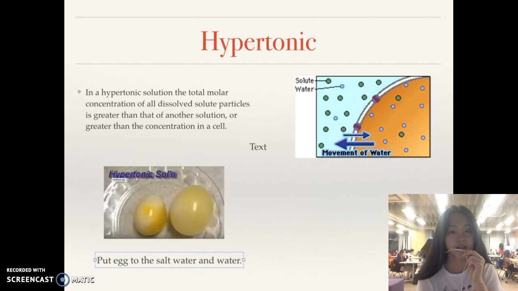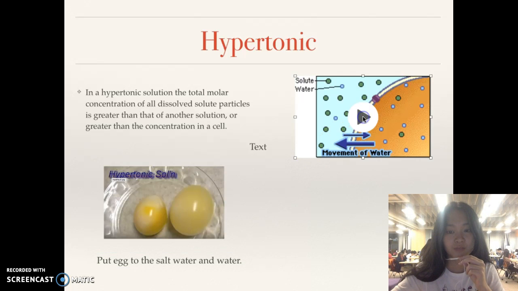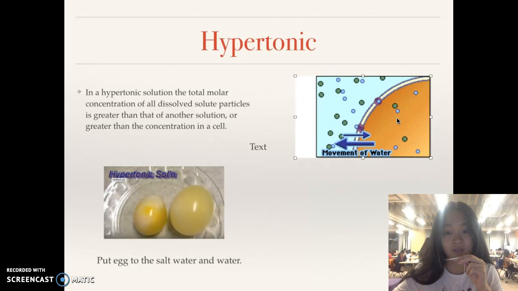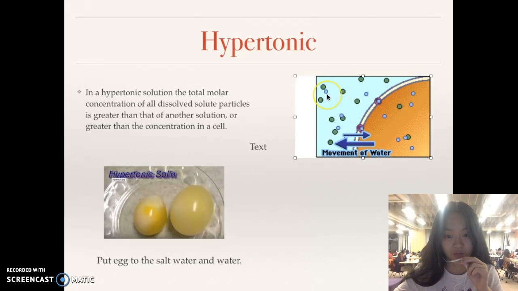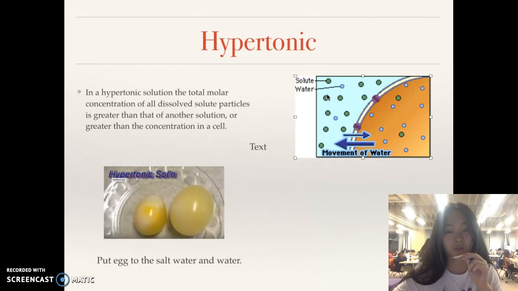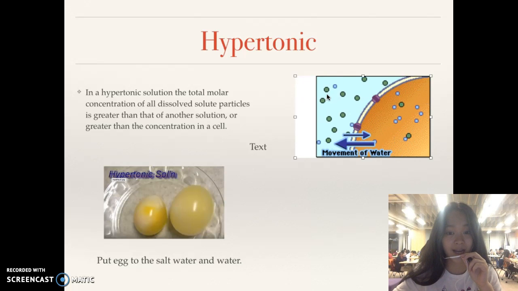So compared to the hypotonic, a hypertonic solution is one where the total molar concentration of all dissolved solute particles is greater than that of another solution, or greater than the concentration in a cell, which means that the solution outside the cell is highly concentrated, so that water tends to get out of the cell, so the cell may shrivel or even die.